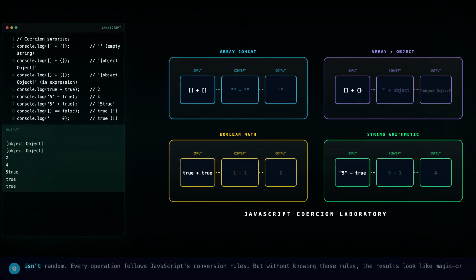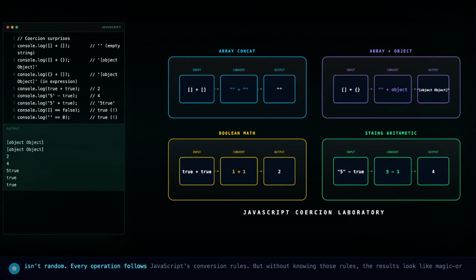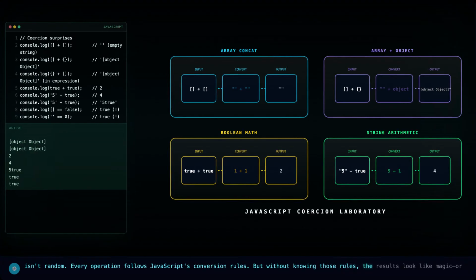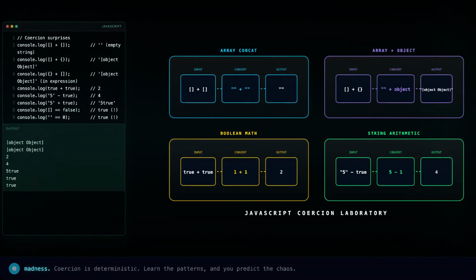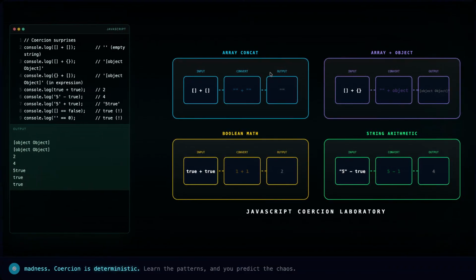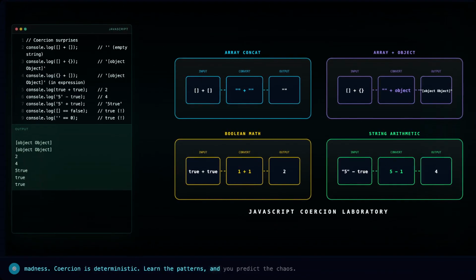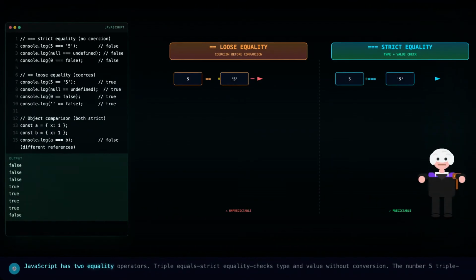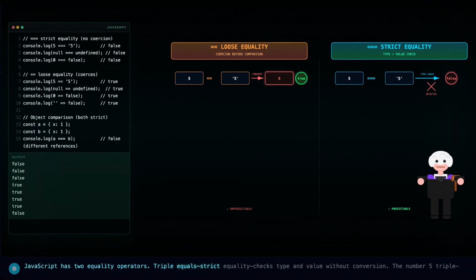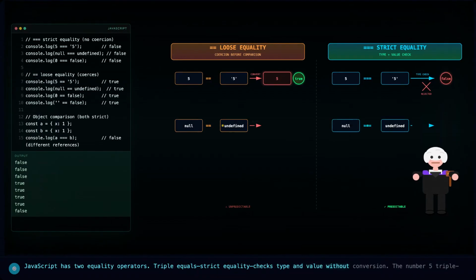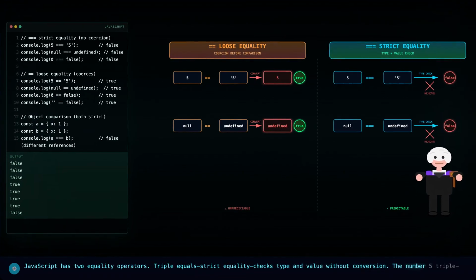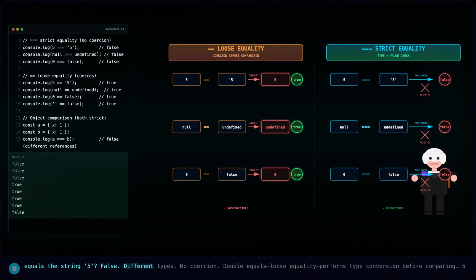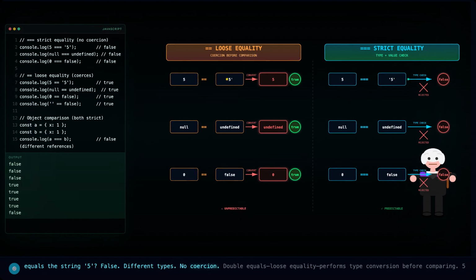This isn't random. Every operation follows JavaScript's conversion rules. But without knowing those rules, the results look like magic or madness. Coercion is deterministic. Learn the patterns, and you predict the chaos. JavaScript has 2 equality operators. Triple equals, strict equality, checks type and value without conversion. The number 5 triple equals the string 5? False. Different types. No coercion.